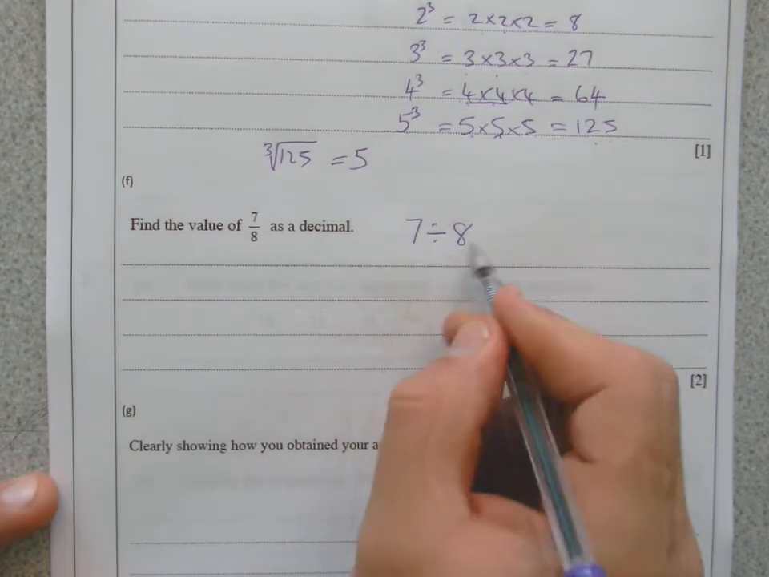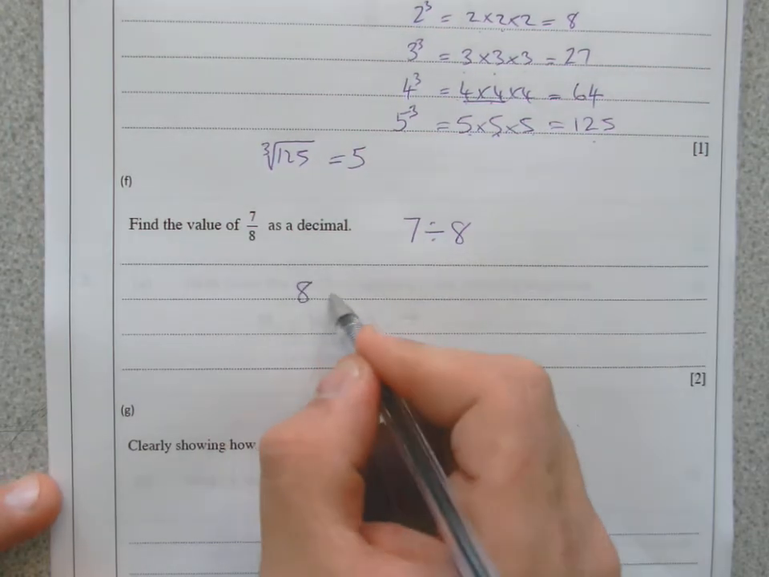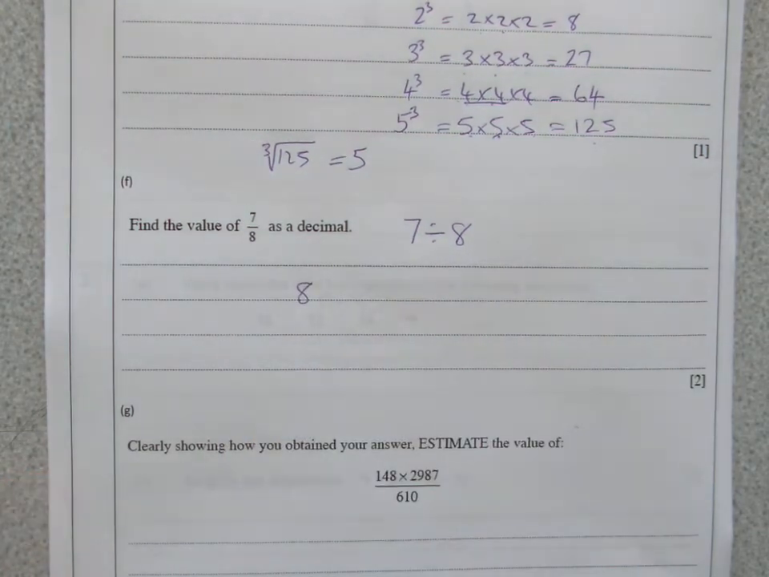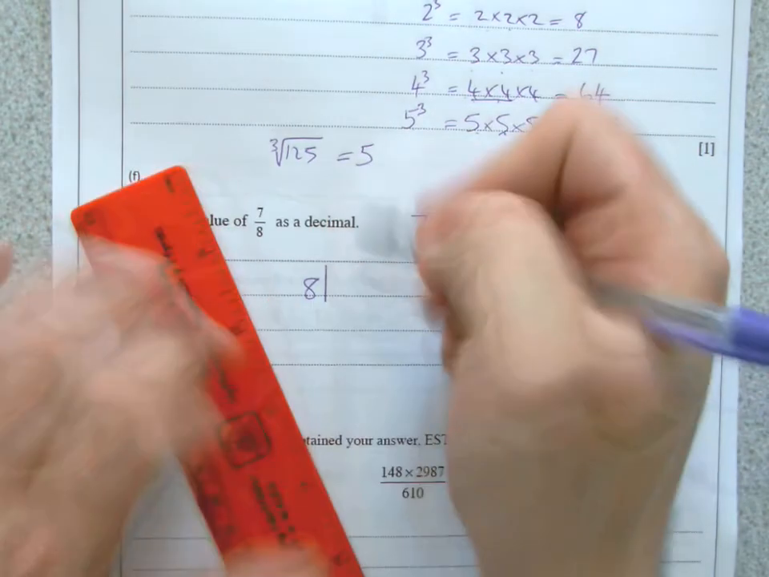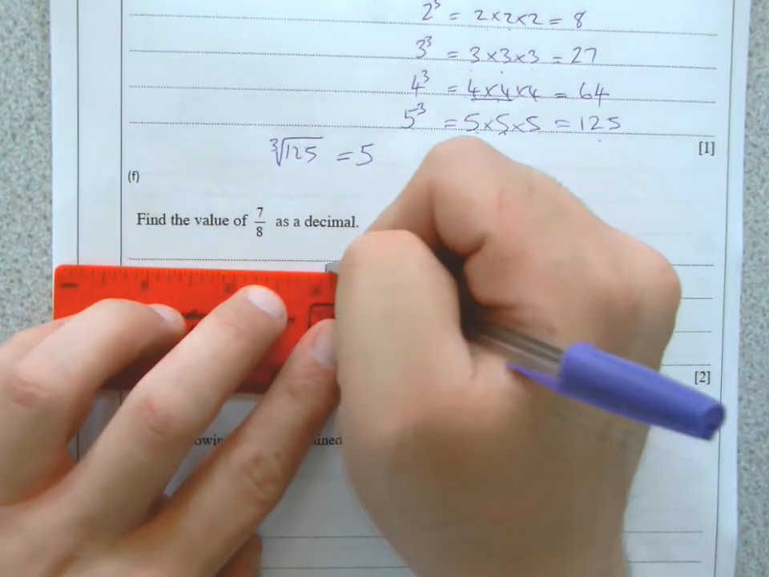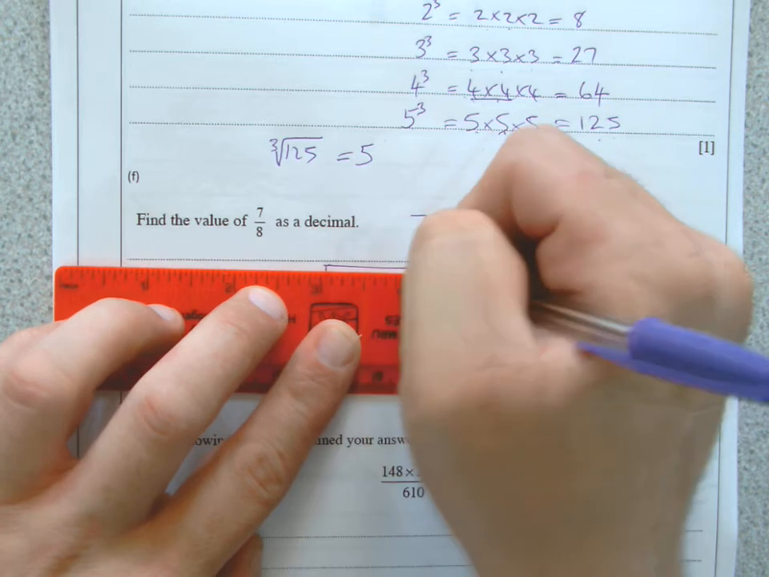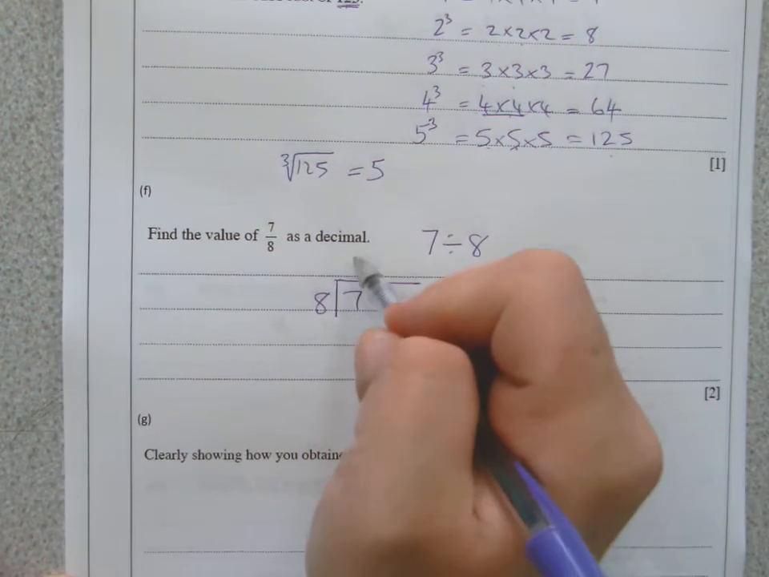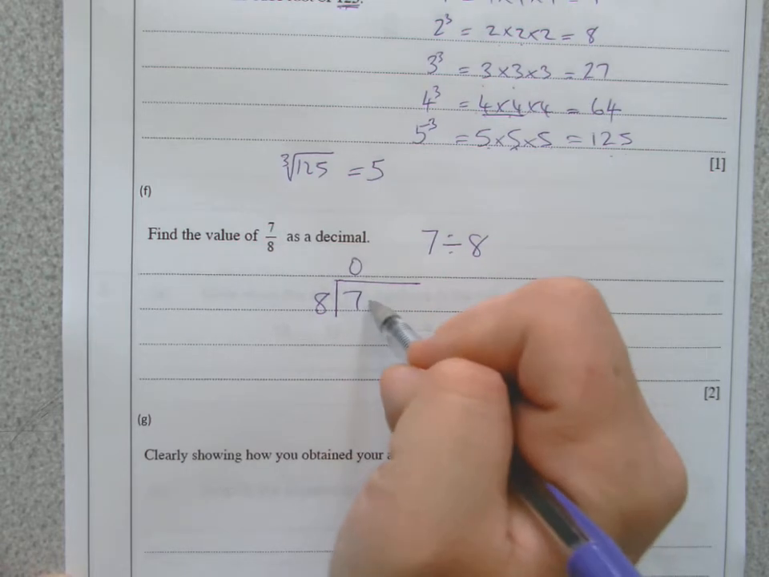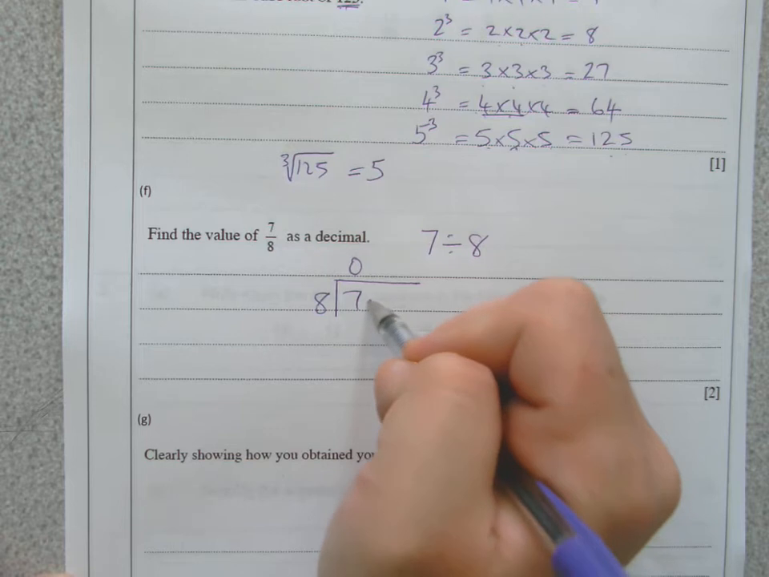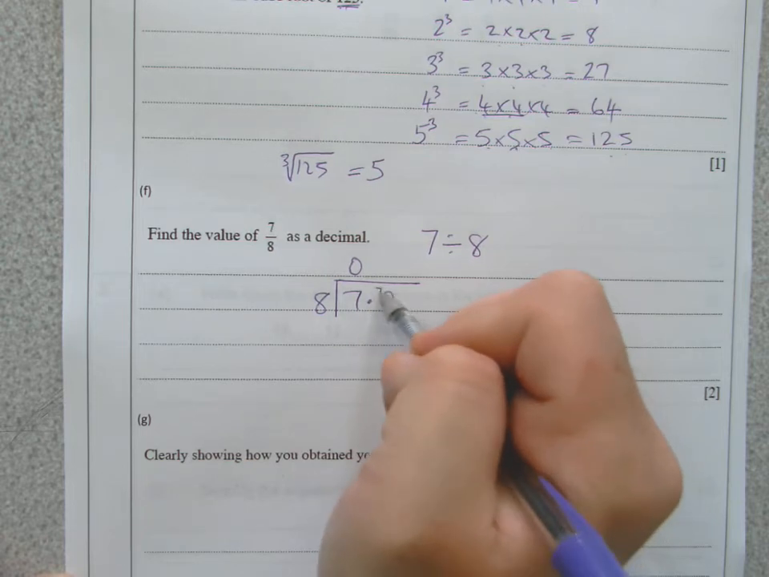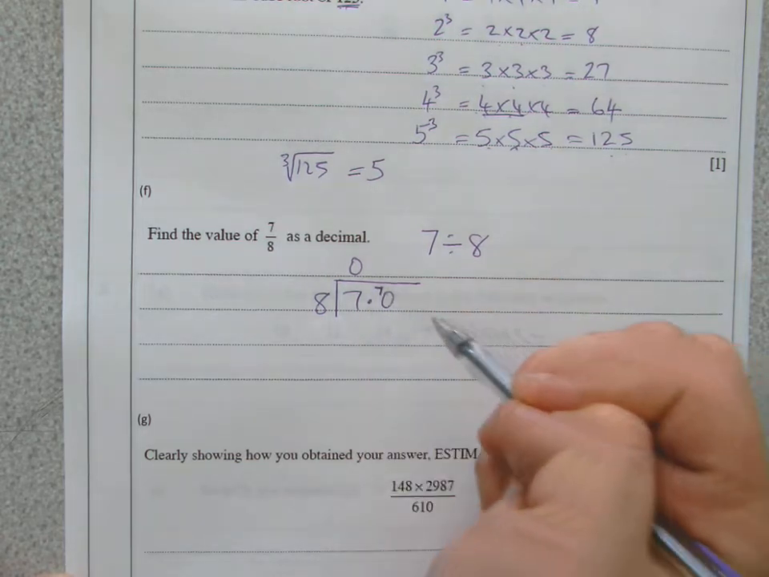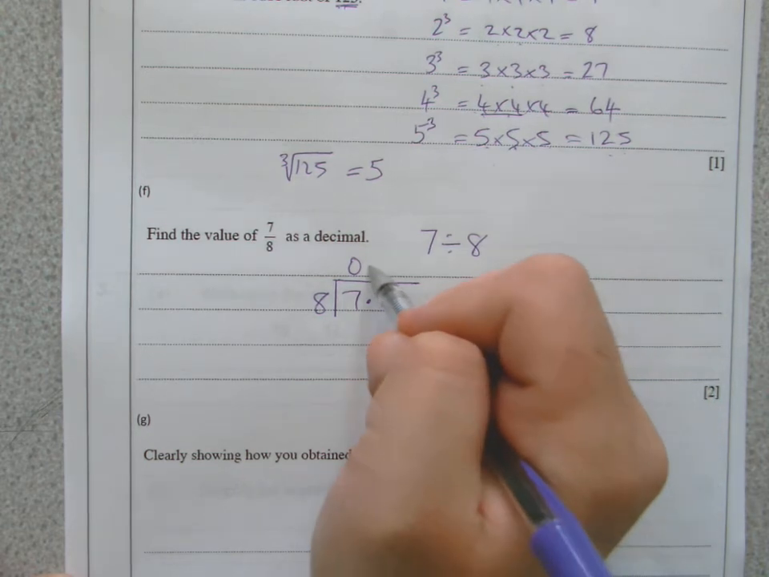And with a bus stop, 7 divided by 8, we do 8. And we want to see how many times it goes into 7. Now, you might be thinking, well, it doesn't. And you're quite right. 8 doesn't go into 7, so we put a 0 here. What we do then is we carry this 7 across, and there's nothing here, so I've got to put a decimal point and a big 0, and the 7, and I carry. It becomes 70 then. Decimal point up here as well.